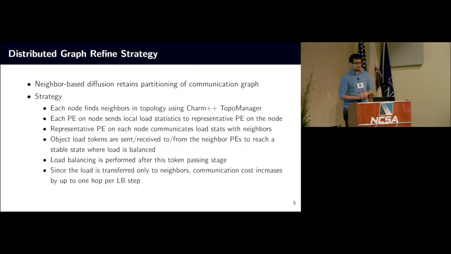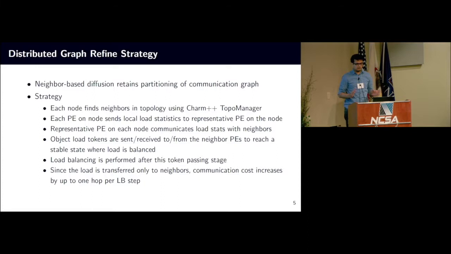So we've added a new strategy in Tron++. It's called Diffusion LB. And it's a distributed graph refine-based strategy. Essentially what this is, it's a neighbor-based diffusion, and it tries to retain the partitioning of the communication graph. So I'll go through the strategy and show some diagrams, and hopefully it'll make more sense after that.